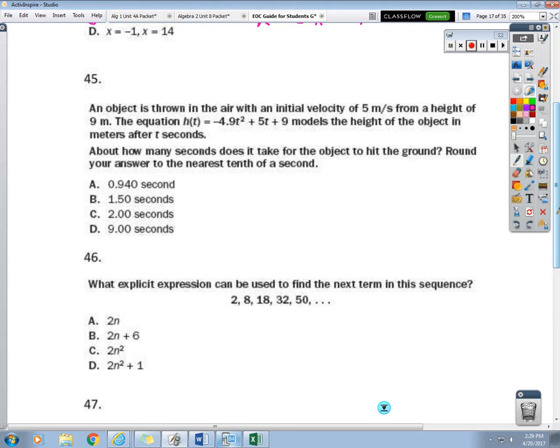So far, very wordy, but don't get intimidated because they gave you an equation, so at least you can graph it. Even if you don't understand anything they just said, you have an equation that you can graph. About how many seconds does it take for the object to hit the ground?